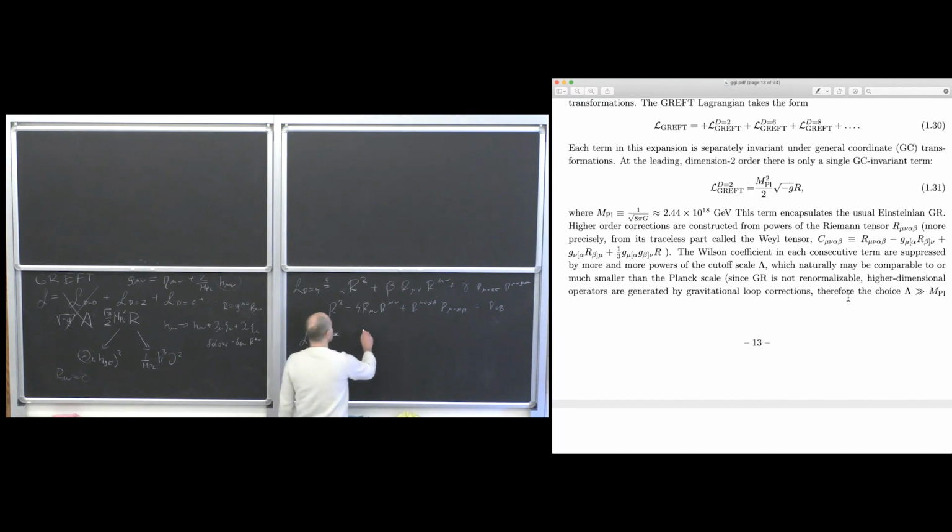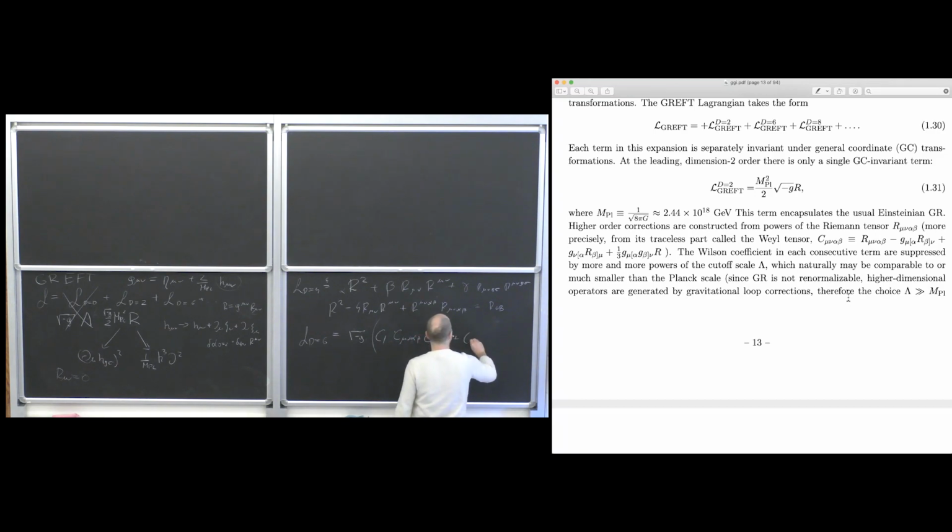So you can show that the most general dimension six Lagrangian is C1 C mu nu alpha beta C mu nu alpha beta plus C2 C mu nu alpha beta C twiddle mu nu alpha beta, where the twiddle as usual is, C twiddle mu nu alpha beta is epsilon mu nu alpha beta C alpha beta. So you have these two kinds of terms that you can add at dimension six. And this is the leading deformation of the GR.